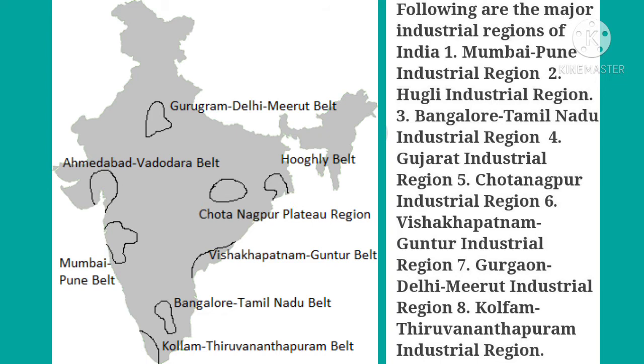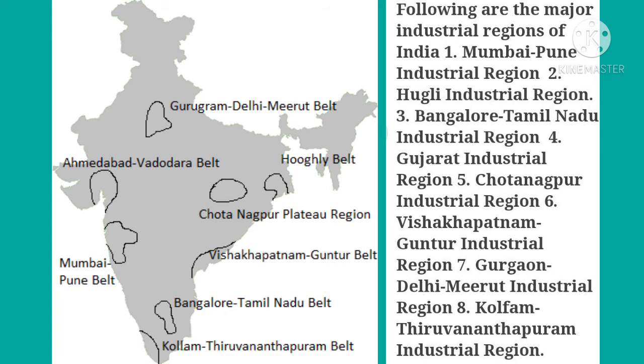So these are the Mumbai-Pune industrial region, Bangalore-Tamil Nadu industrial region, Hooghly region, Ahmedabad-Baroda region, Chota Nagpur industrial belt, Visakhapatnam-Guntur industrial region, Gurgaon-Delhi-Meerut region, and the Kollam-Thiruvananthapuram industrial cluster. So these were a few industrial regions.